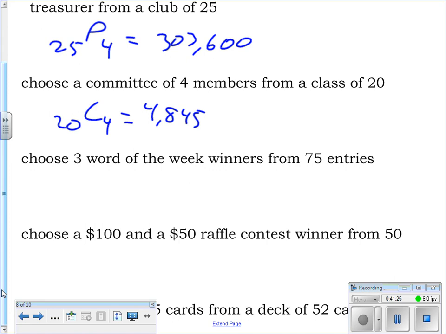There's three winners. Each one I got, here's a gift basket, here's a gift basket, here's a gift basket. They're all the same. Does it matter who gets the first one, who gets the last one? No, as long as we get one. Right? 75 people entered the contest. Three are winning a prize that is exactly the same. Doesn't matter who goes first and who goes last, as long as you're one of the three. 67,525 different ways of doing that.